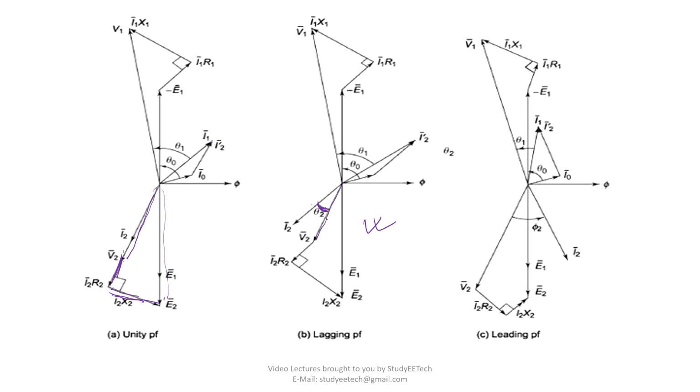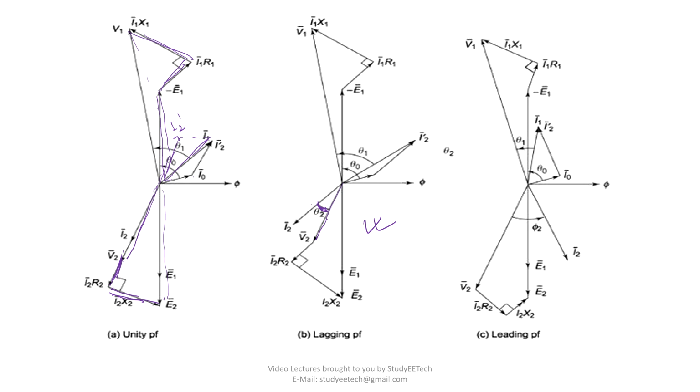Same concept will be applied here. This I2 will be reflected as I2 dash here. The vector is shown here, the triangle method. Anyway, the thing is same. You can get this one, I1. Okay. Now this minus E1 plus IR drop plus IX drop will make V1.